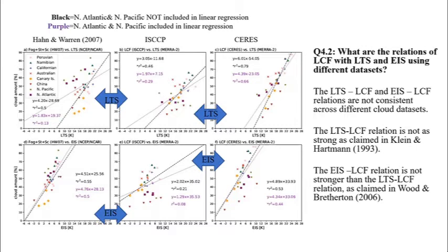For example, if you look at the purple numbers for the top row, using 3 data sets, R squared varies from 0.13 to 0.29 to 0.66. Those are all good quality data sets, but give you very different results. Second, the LTS-LCF relation, that is, the cloud amount versus lower stability relation in the top row, is not as strong on average as claimed in Klein and Hartmann. There they are talking about correlation squared as high as more than 0.8. Third, the EIS-LCF relation is not stronger on average than the LTS-LCF relation, as claimed in Wood and Bretherton.